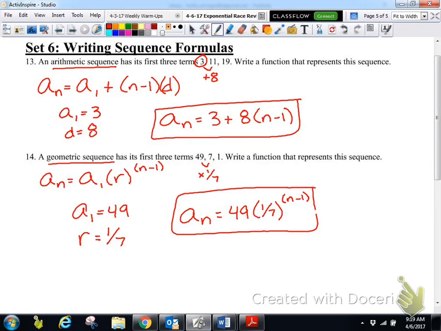For geometric sequences, we get a sub n equals a sub 1 times r raised to the n minus 1. A sub 1, again, is just the first term in our sequence, so it's 49. We're multiplying by 1/7 each time. And so we get our equation a sub n equals 49 times 1/7 raised to the n minus 1.